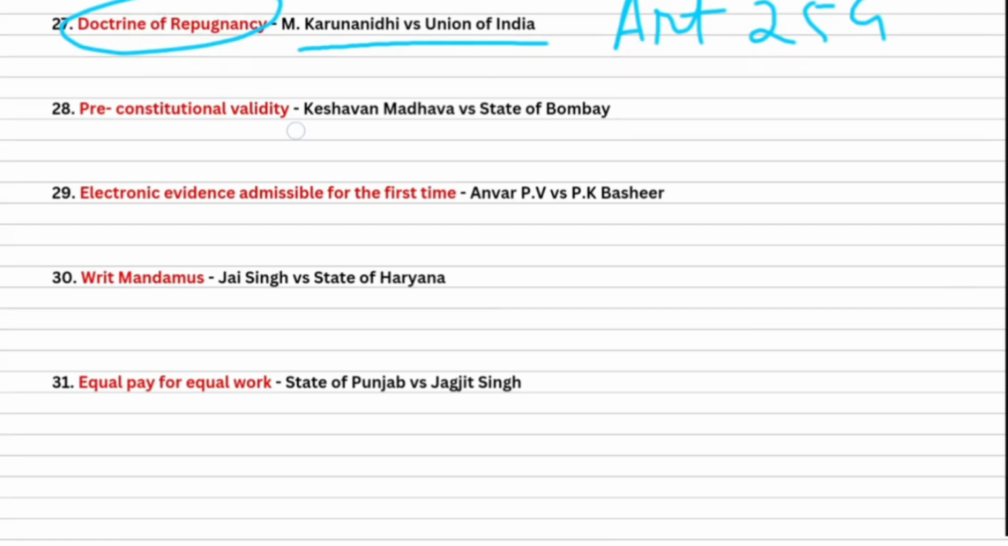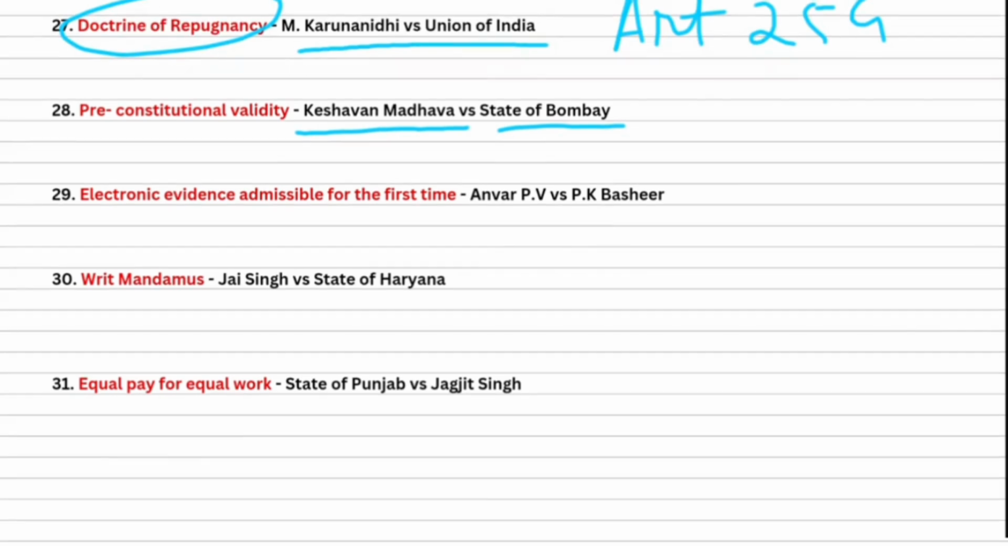Next, we have Keshavan Madhava Menon versus State of Bombay. In this case, the Supreme Court ruled that all laws made before the Constitution of India came into effect can stay valid unless they have been repealed specifically. And the Constitution of India does not apply to past action, that is, it does not have any retrospective effect. This is known as the doctrine of pre-constitutional validity.